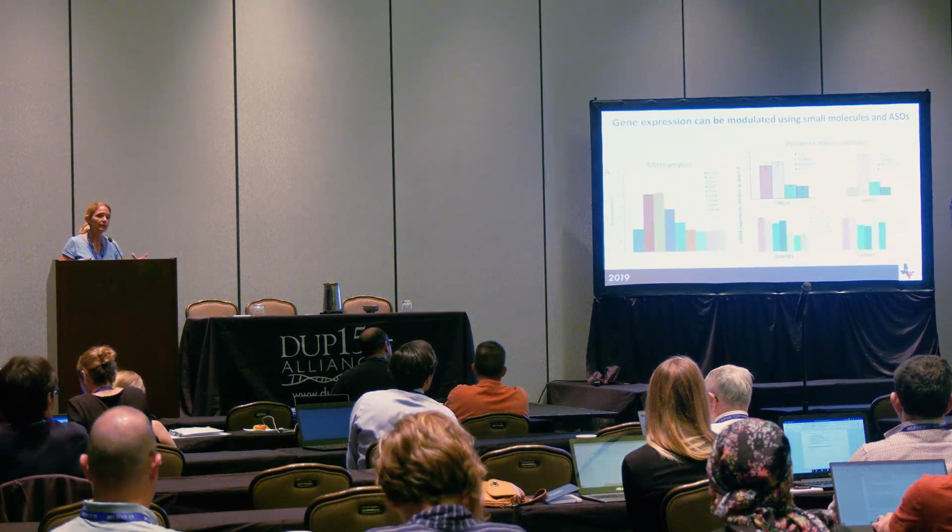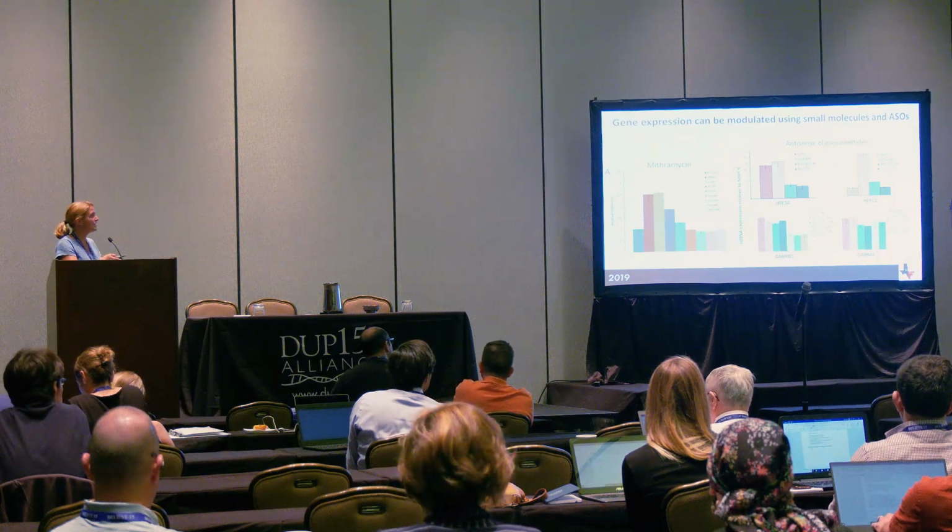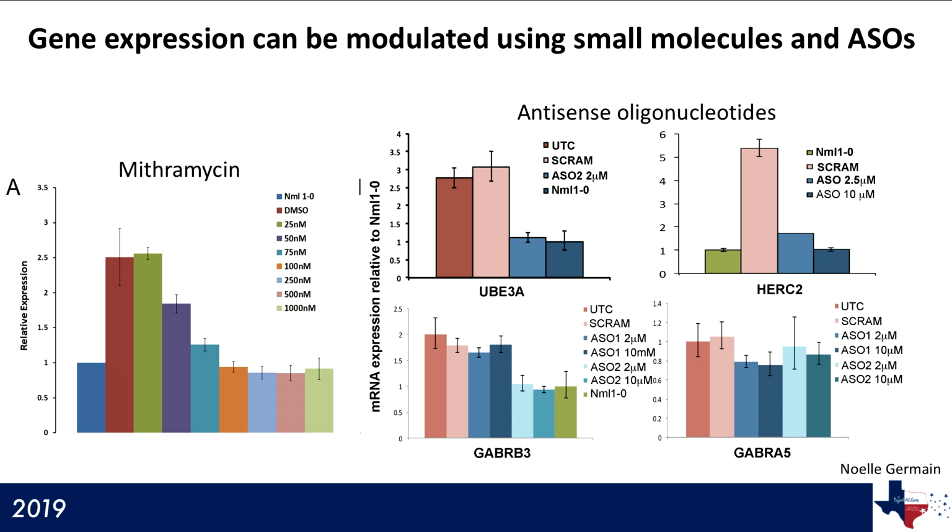And so we want to look for these phenotypes because we also have looked at ways of modulating gene expression using both small molecules and antisense oligonucleotides. Small molecules like mithramycin can change the expression of genes like UBE3A, and this is a dose response curve for UBE3A expression after neurons with Dup15q syndrome have been treated with the drug. It reduces UBE3A in a dose-dependent manner back to the level of typical developing neurons.